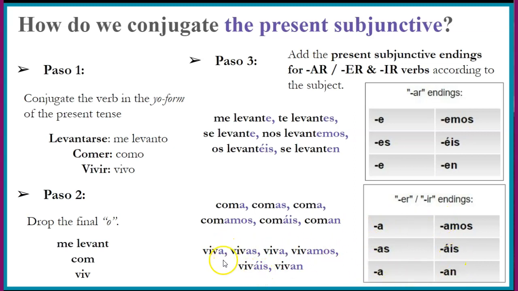So as you can see, the yo form and the usted, él, ella form are the same in the present of the subjunctive. So usually, if you're talking about él or ella, you have to put the subject pronoun so people will know that you're not talking about the yo form, right? It also depends on context in your sentences.